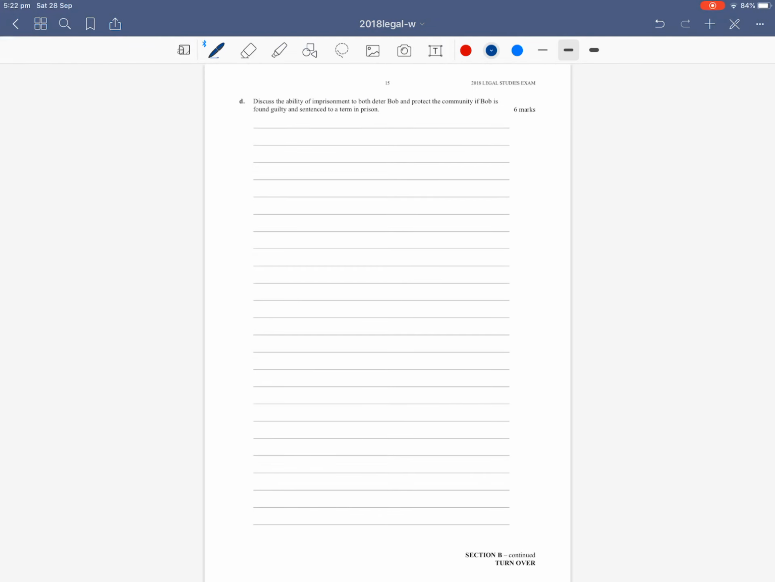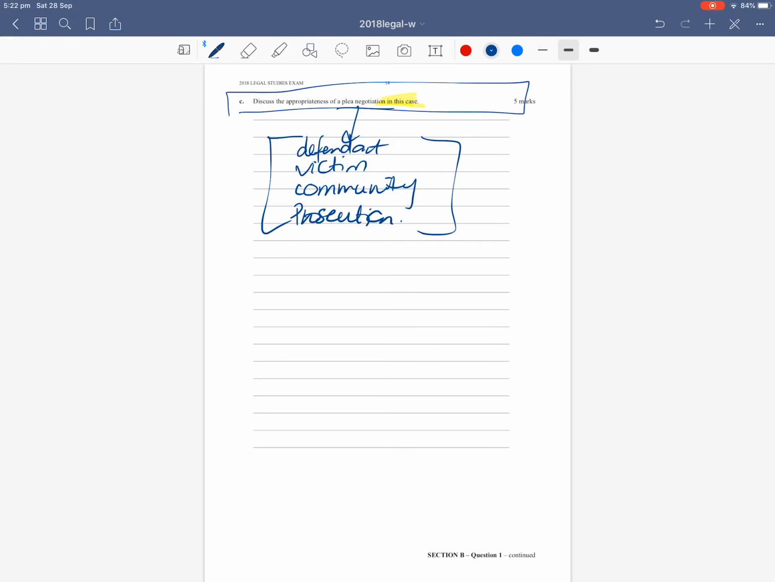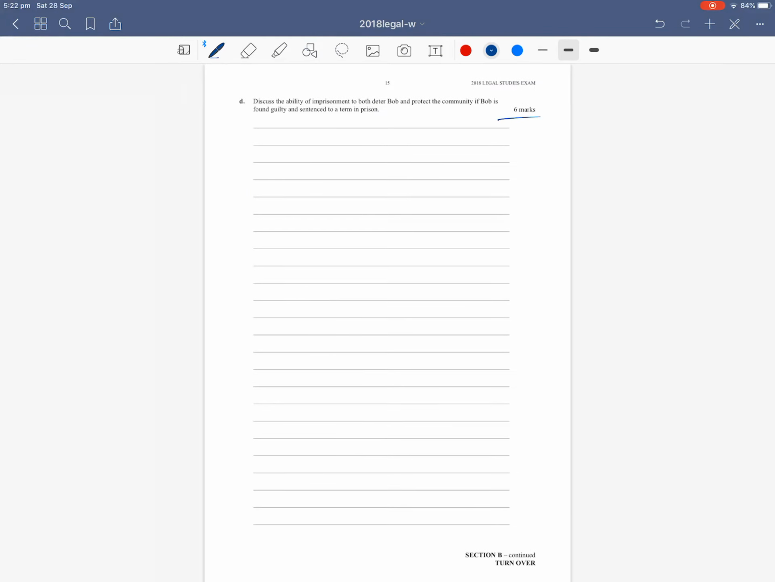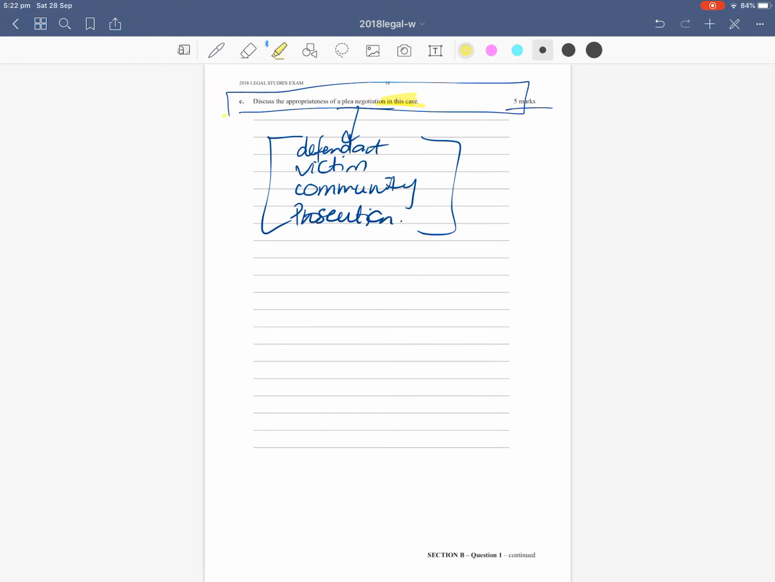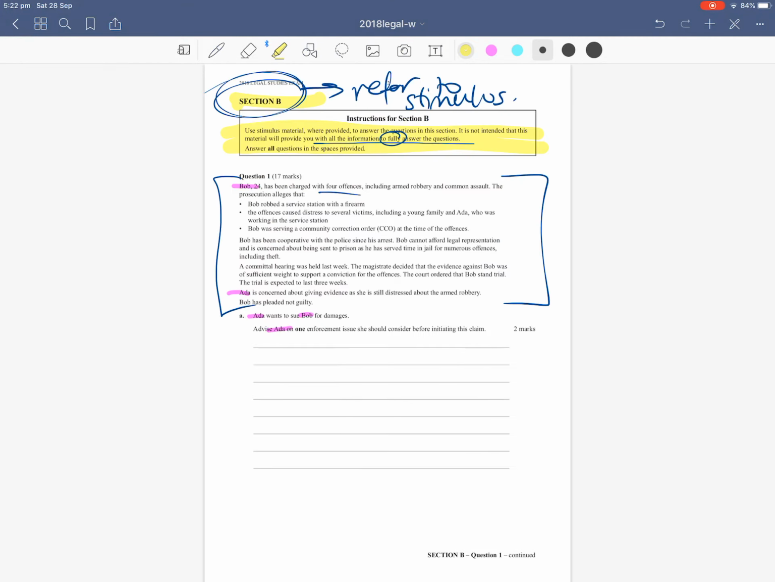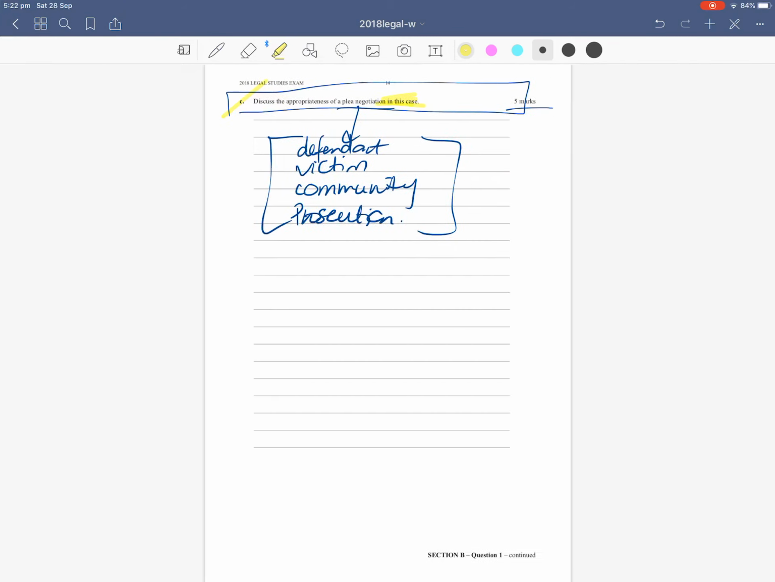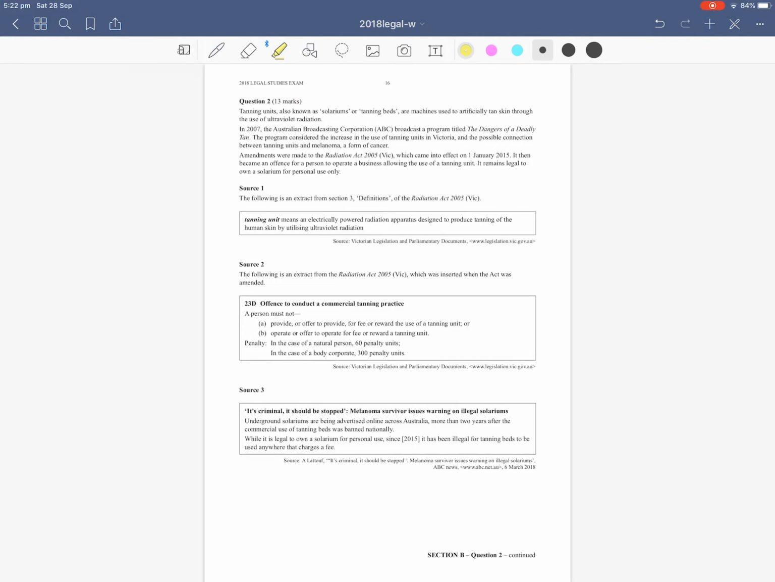So let's continue. D: discuss the ability of imprisonment to both deter Bob and protect the community if Bob is found guilty and sentenced to a term in prison. Now, although marks-wise this was 5 marks and this is 6 marks, see how in this question they're reminding you to talk about the case material. So remember, D, C, B, and A all link to question 1. Question 1 is a total of 17 marks. So remember to link back to those.